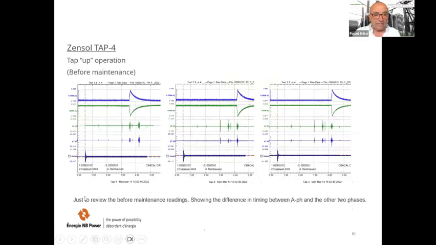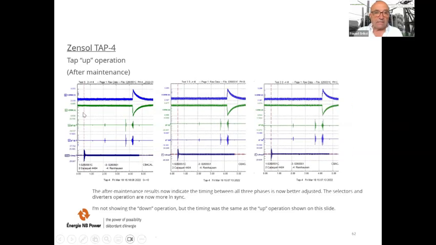So just to review the before maintenance readings, showing the difference in timing between A phase and the other two phases, you see? The A phase and B phase. And after maintenance, the results now indicate the timing between all three phases is better adjusted. The selectors and diverters operation are now more in synchronization. I'm not showing the down operation, but the timing was the same as the up operation shown on this side.